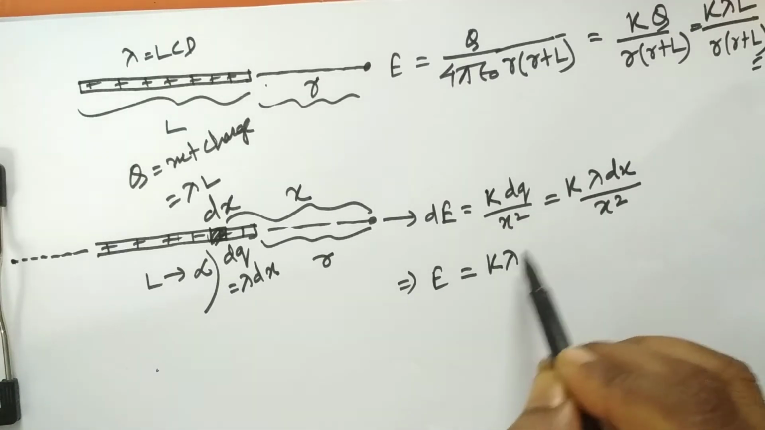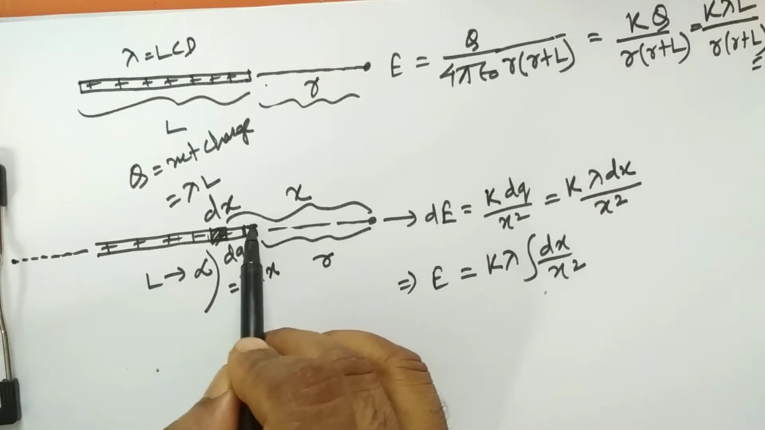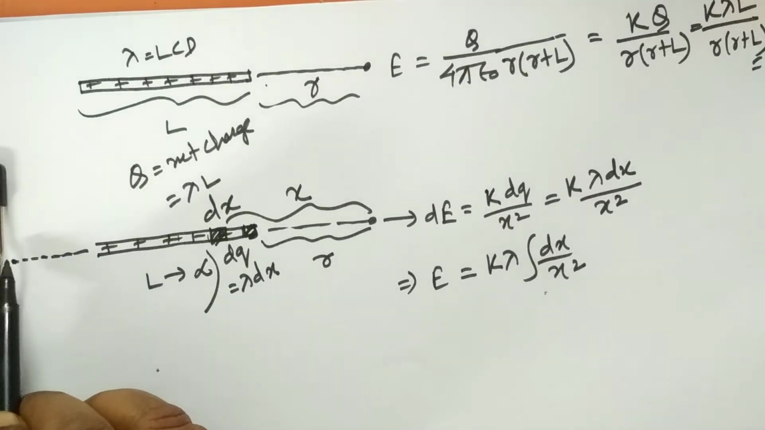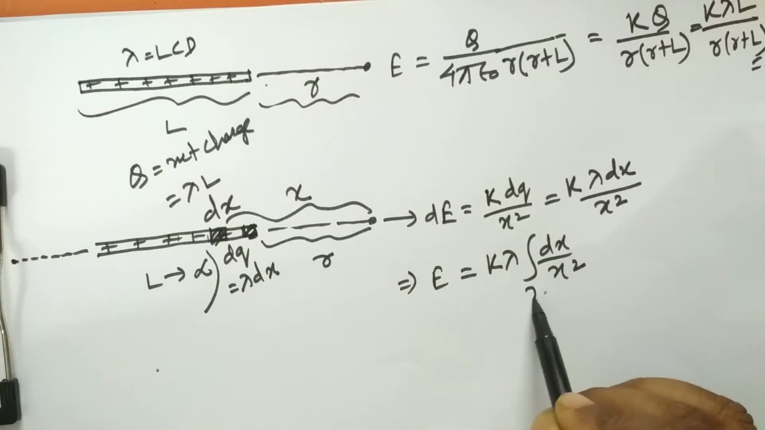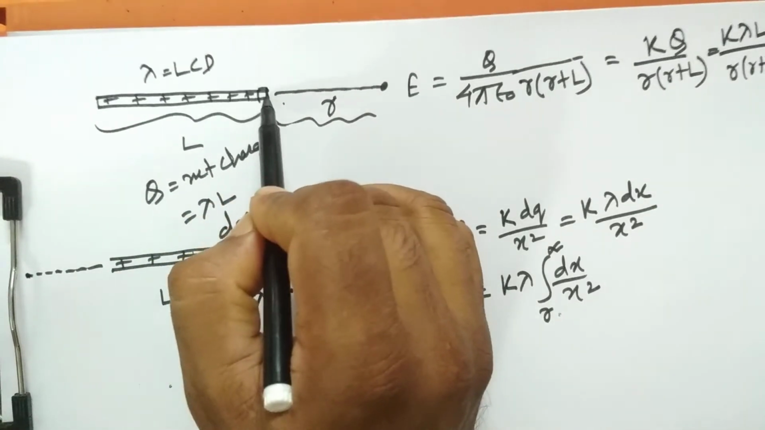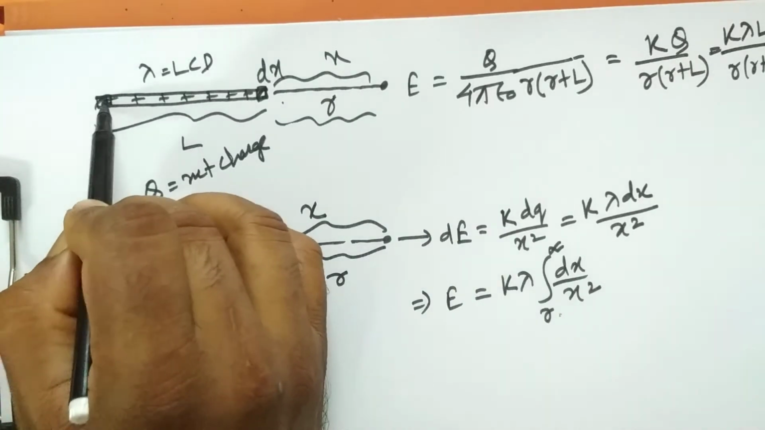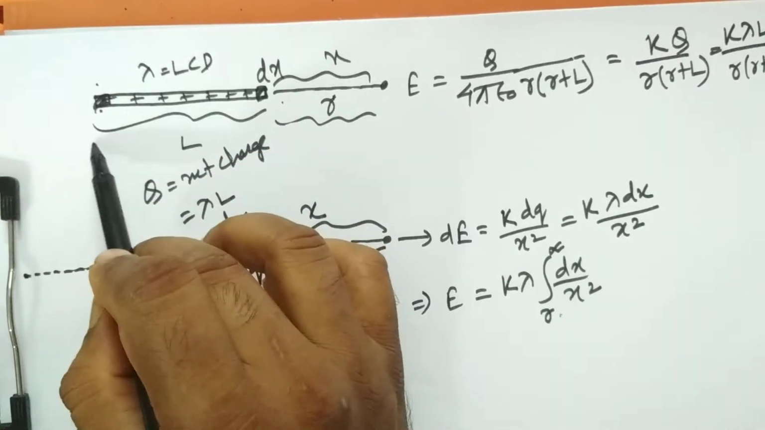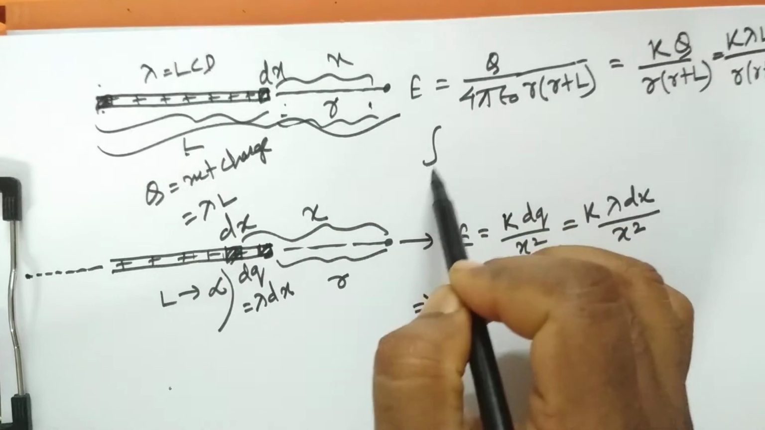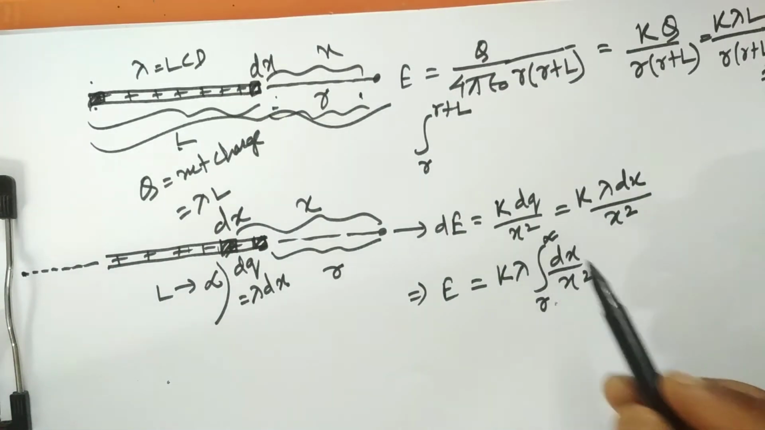So the net electric field will be the integral of k lambda dx divided by x squared. Here, the nearest element dx is at a distance r, and the farthest is at infinity. So the limit of integration will go from r to infinity. In the earlier situation, the nearest dx was at a distance r, and the farthest dx was at a distance l plus r. So the limit of integration was from r to r plus l, but here the limit of integration is from r to infinity.